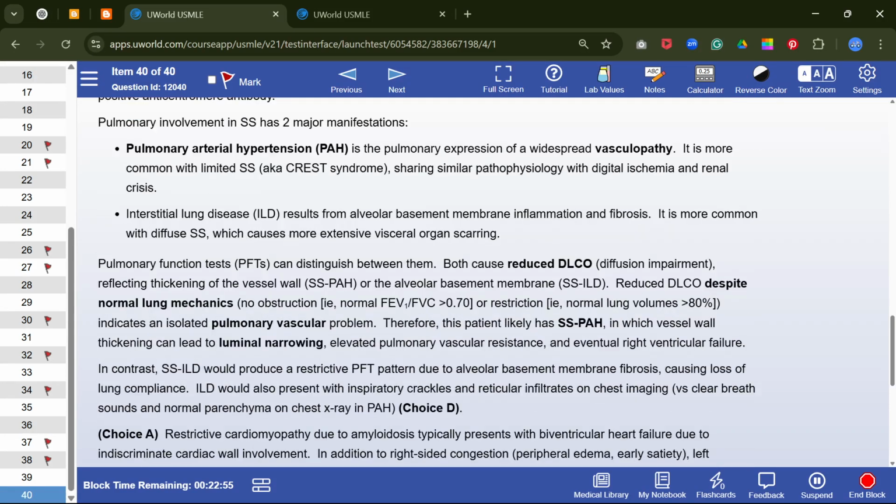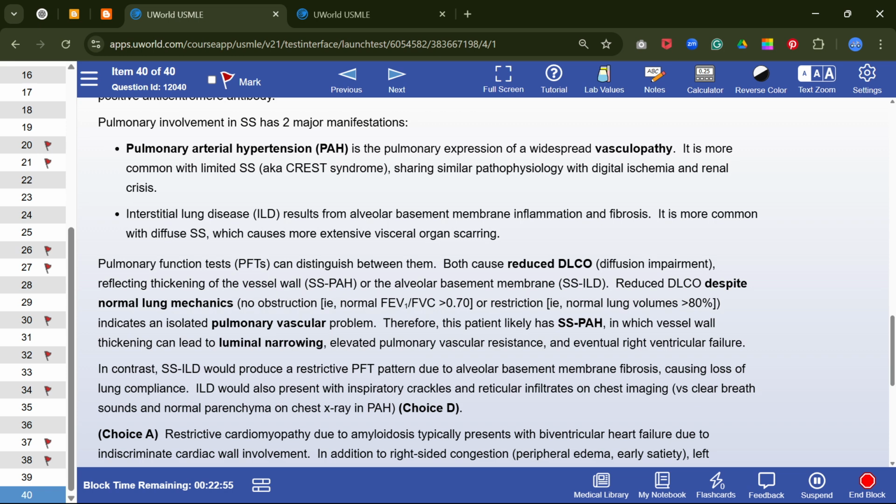Pulmonary function tests can distinguish between them. Both can cause reduced DLCO. Reduced DLCO despite normal lung mechanics indicates an isolated vascular problem. Therefore, this patient likely has SSc-PAH, systemic sclerosis pulmonary arterial hypertension, in which vessel wall thickening can lead to luminal narrowing, elevated pulmonary vascular resistance, and eventual right ventricular failure.